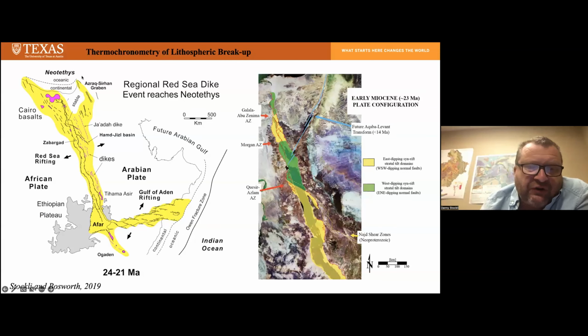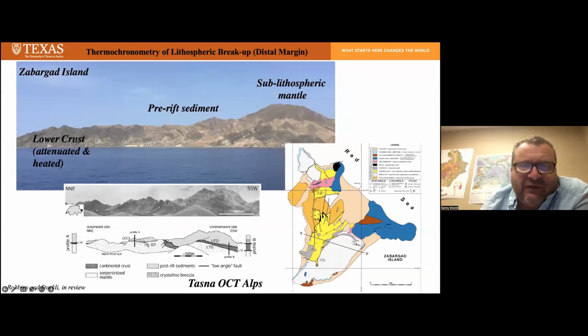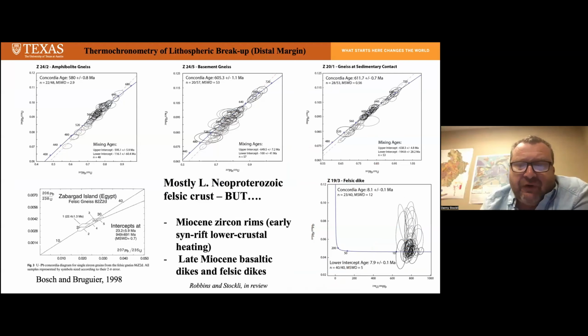So this is a reconstruction at the onset of rifting about 23 million years ago, but Zabargad Island is a really interesting place because you have a super thin lower crust that's juxtaposed against sublithospheric mantle along the long normal faults, maybe modified by mantle diapirs. You have a pre-rift sedimentary section right on top. So you really have a crustal section here that's just a couple of kilometers thick at most, and it looks very much like the Tasna section that Gianreto Manatschal or Othmar Müntener have published on, and many of you might have seen. Interestingly, here the zircons tell you it's lower Neoproterozoic crust.